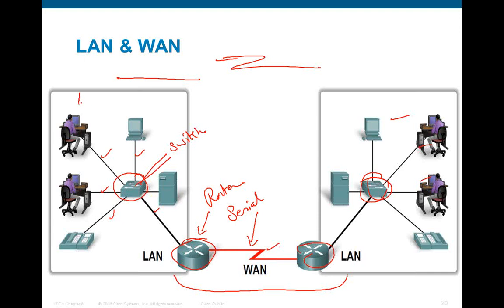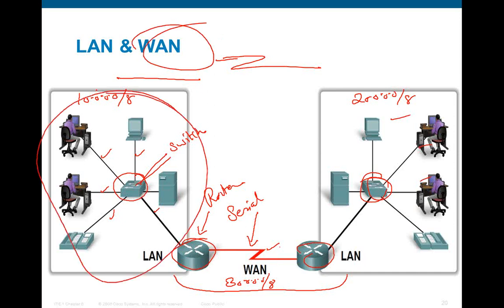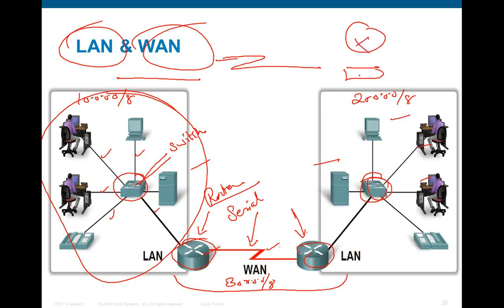So you may have here a 10.0.0.0 network. Here you may have a 20.0.0.0 network. Here in between you may have a 30.0.0.0 network. Different networks mean WAN. Same network, LAN. So LAN and WAN is not restricted to a building or an area. If you have multiple networks connected via WAN device, then it is WAN. Router is a WAN device. Router we draw like this. Switch we draw like this. Right. So that's for WAN and LAN.